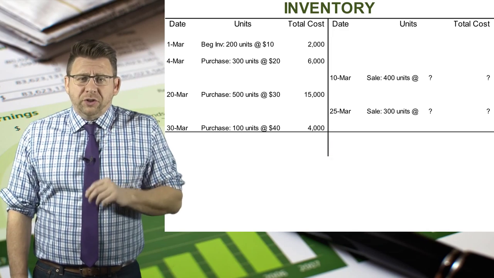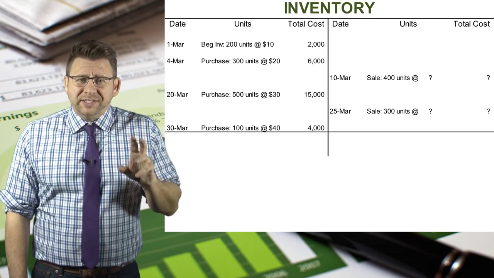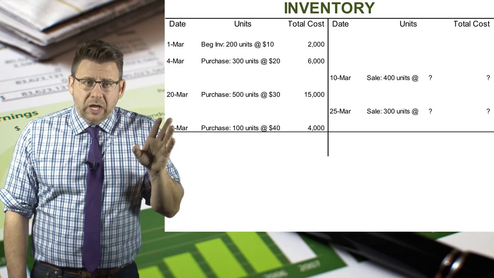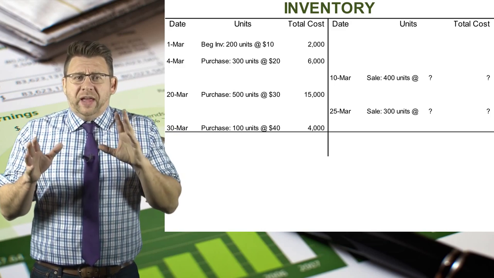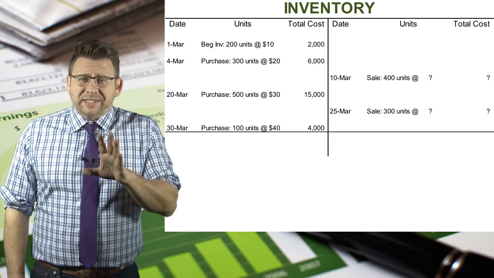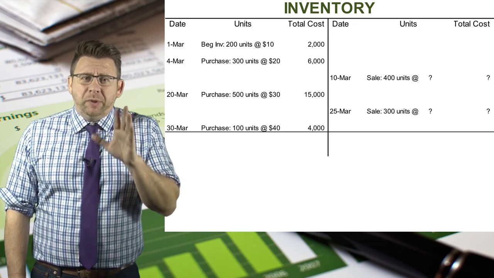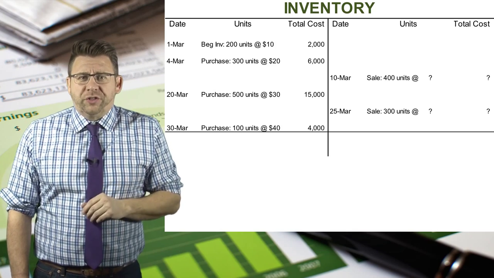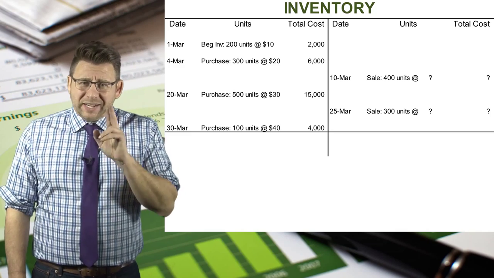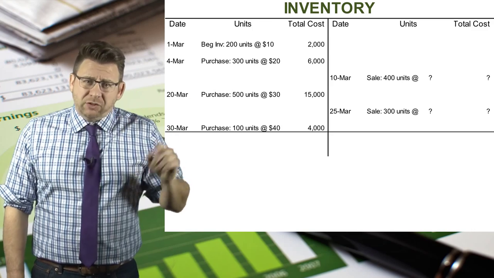We sold 400 units. LIFO means last in, first out. So our most recent units are from March 4th. Now, let me mention something here that's important and sometimes messes some students up. Our most recent purchases from the March 10th sale cannot be the purchases from March 30th. Those didn't exist on March 10th. That's why it's important to pay attention to the dates when using the perpetual method. Okay, back to our problem.